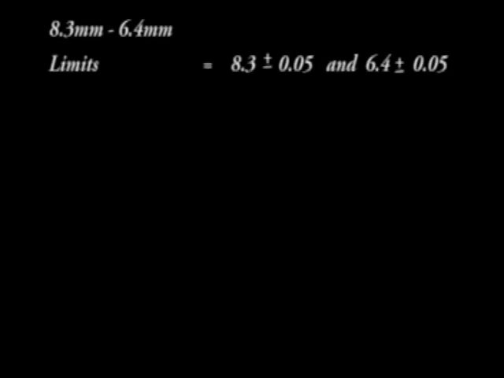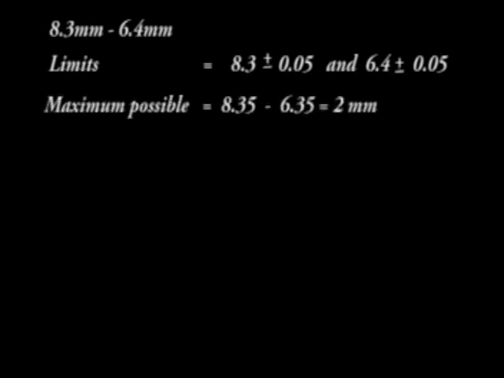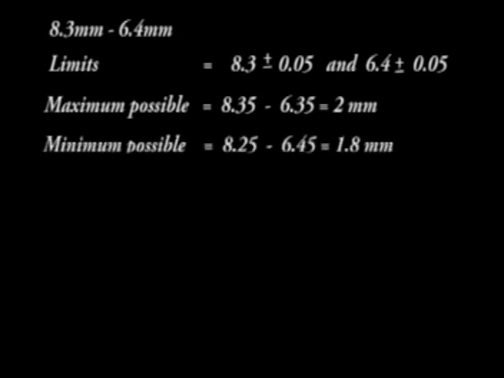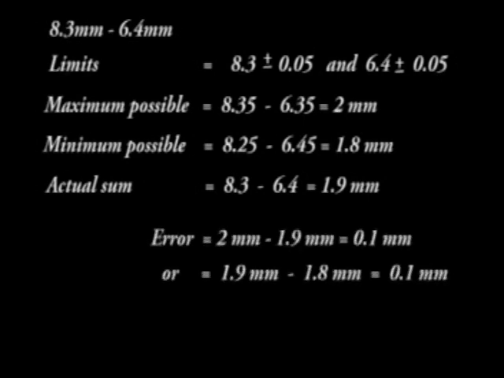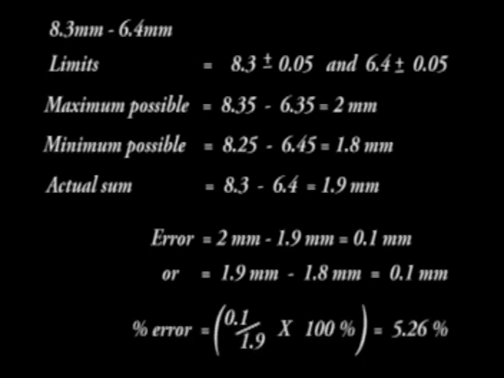Example, 8.3 millimeters minus 6.4 millimeters. The limits are just as we did before. However, the maximum possible difference is 8.35 minus 6.35, which is 2 millimeters. The minimum, on the other hand, is 8.25 minus 6.45, which gives us 1.8 millimeters. The actual value is 1.9 millimeters. The error is 2 millimeters minus 1.9, or 1.9 minus 1.8, both of which give us 0.1 millimeters. The percentage error is 5.26.